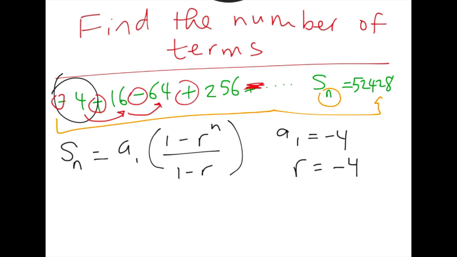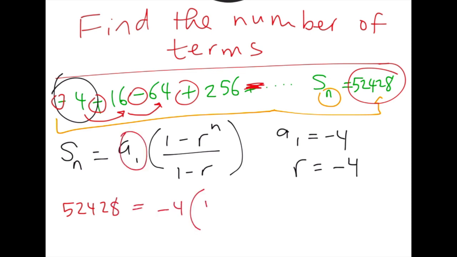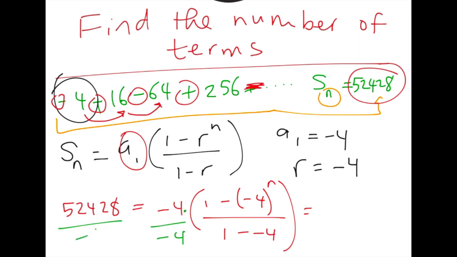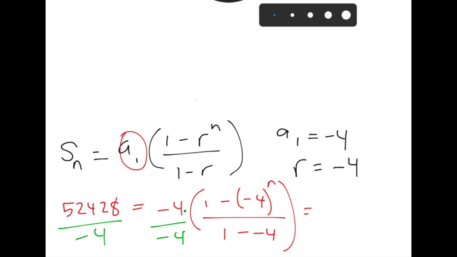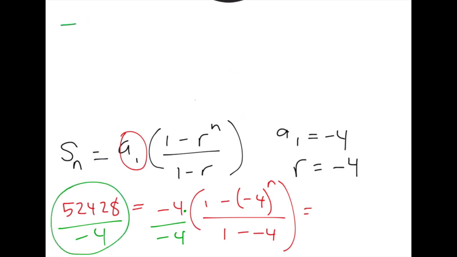So now let's apply the formula. We know S of n is 52428, which is equal to the first term, which is -4, times 1 minus -4 to the n power over 1 minus -4. Now let's see how we can simplify and divide this by -4. I can divide by -4. So this will give me -13107, which is going to be equal to 1 minus -4 to the n power divided by, that's 5.